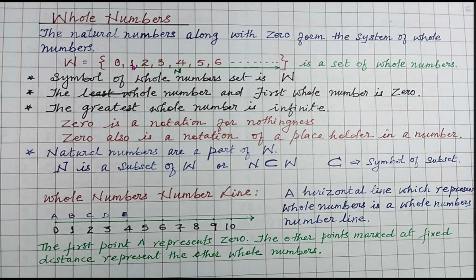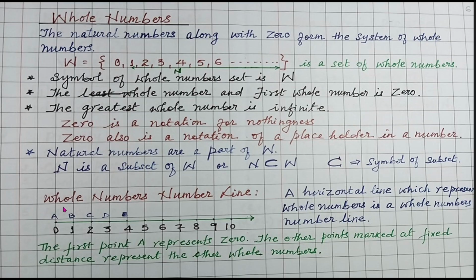If you look at here, if you look at the set 1, 2, 3, 4, 5, 6 represents natural numbers, it's a part of whole numbers. Therefore we say N is a subset of W, or N is a part of W, and this symbol is a symbol of subset.